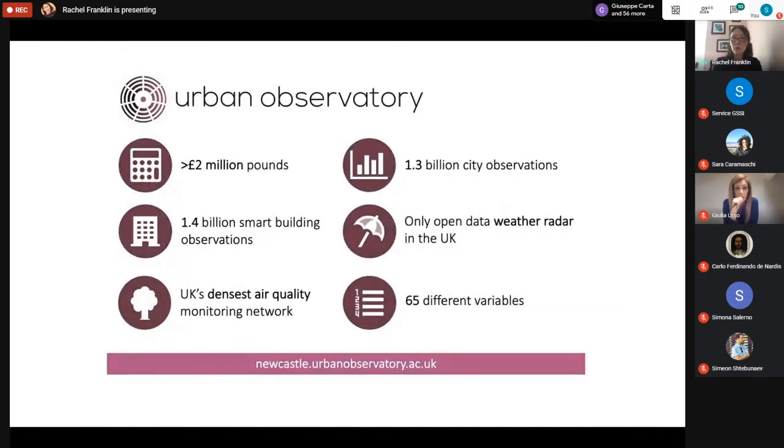The Urban Observatory, which has the sensor network that we make use of, is a very large national investment, over £2 million, to construct these urban observatories throughout the United Kingdom. This is the largest and the original. It has building scale observations, so sensors within rooms and corridors, but it also has the UK's densest air quality monitoring network. And so that's the piece that we're going to be using.